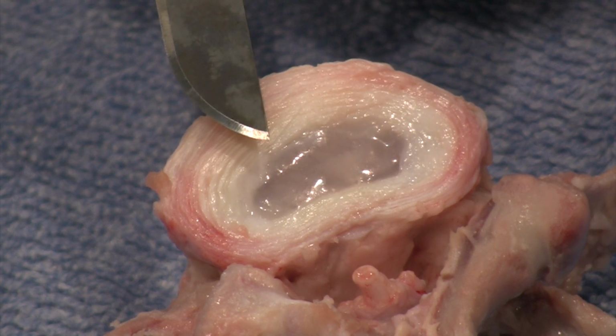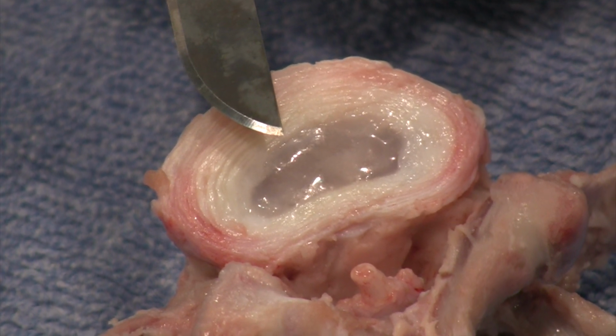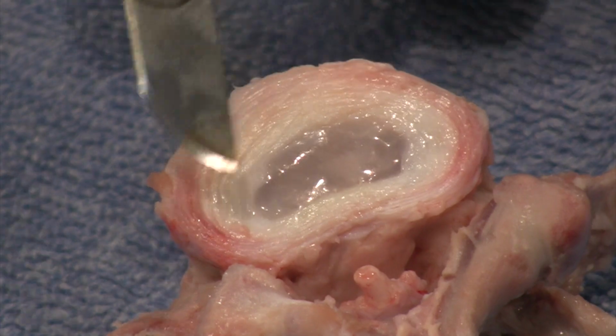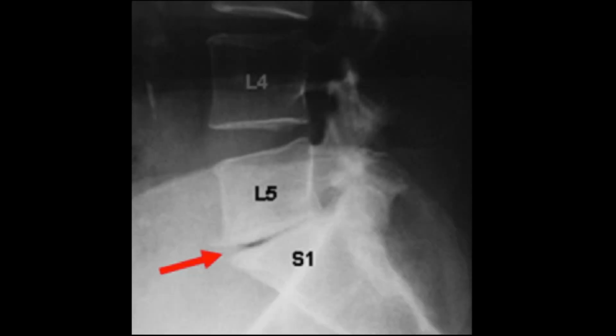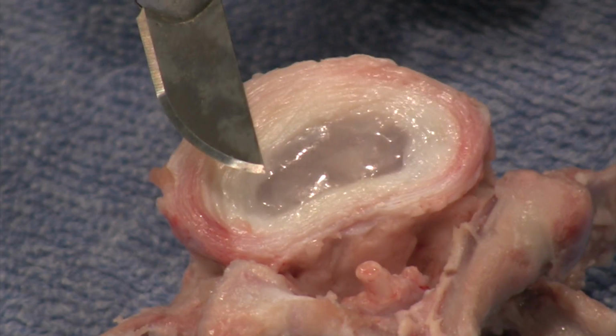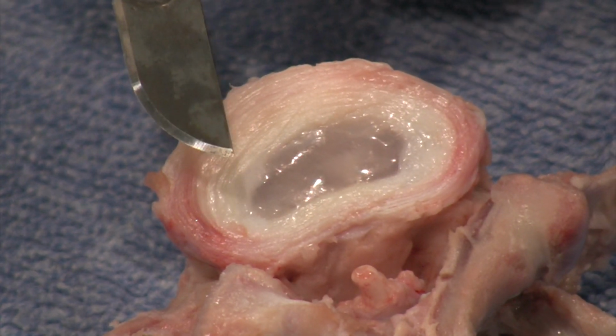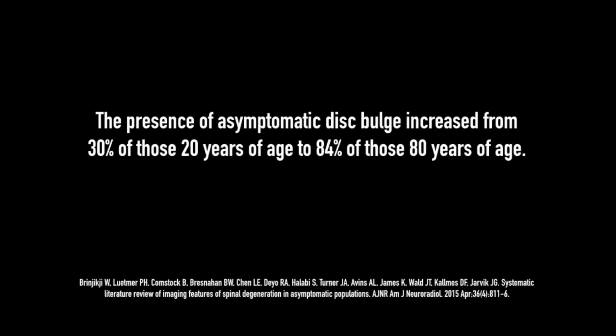So over time, as that nutrition is diminished, the disc thins, which decreases its ability to absorb shock and increases loading on the facet joints and leads to degeneration and instability. Now we know that a lot of people get disc lesions. In fact, asymptomatic disc lesions are present in 30% of the population at age 20, and that increases to 84% by the time that you're 80.